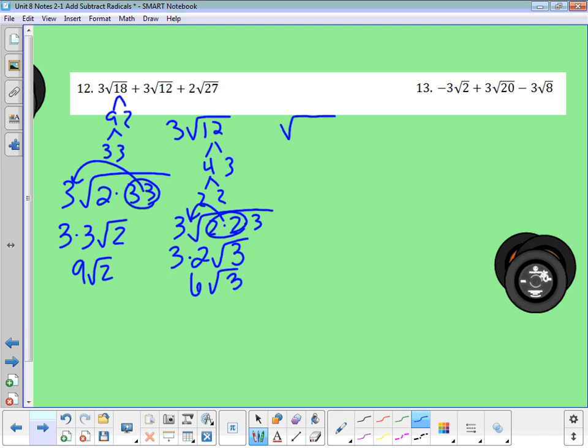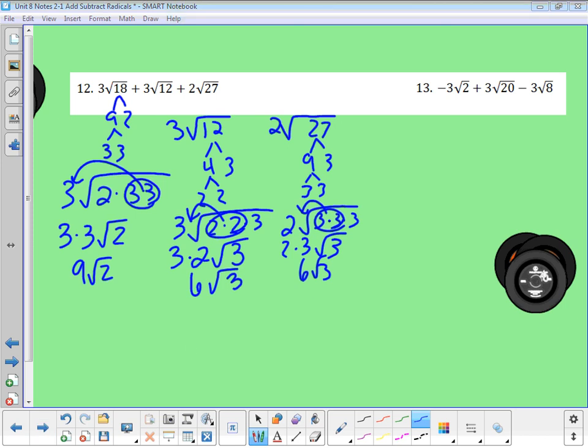Last but not least, square root of 2 square root of 27, 9 and 3, 3 and 3, so then I get 2, 3 times 3 times 3, take out a pair, 2 times 3, square root of 3, 6 square roots of 3. Okay, so next, what I'm going to have you guys do is you're going to go ahead and add those together.